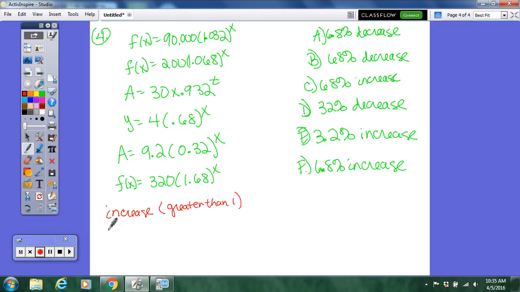So then if it's a decrease, the parentheses are going to be less than 1. It's going to be between 0 and 1. So it's going to be less than 1. And that's your first thought. You had a question? Yes, is it the same thing as growth and decay? Yeah, growth is an increase, decay is a decrease. The increase is the growth, the decrease is the decay. Same thing.